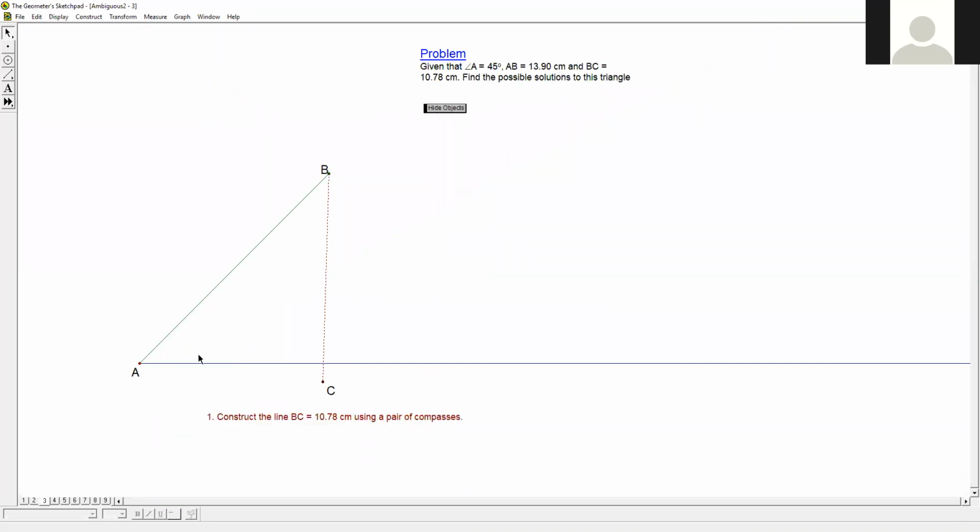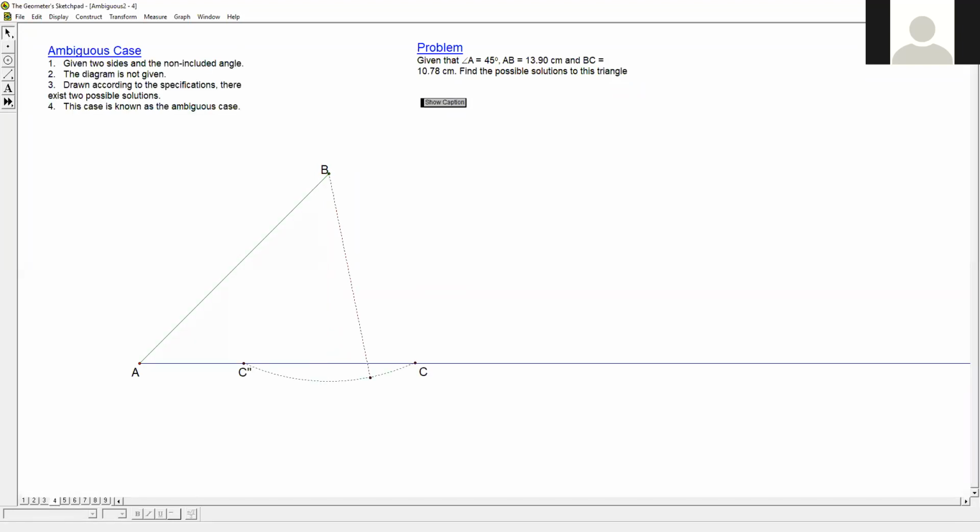After you have constructed the horizontal line, the 45 degrees, and the specific length, then the third step is to draw this line, line BC, 10.78. But you see this line, 10.78, sometimes it exceeds your horizontal line. What should we do?